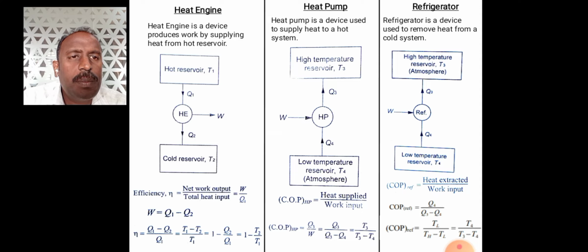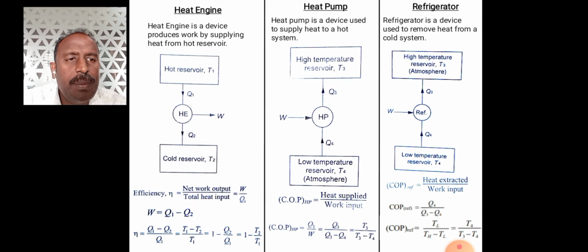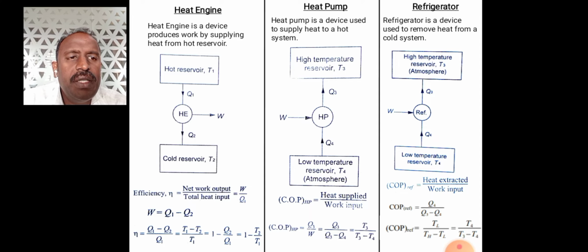So the coefficient of performance, COP, will be heat supplied divided by work input. The heat supply is Q3 divided by the work input W, which you can also write as heat supply minus heat rejection, that is Q3 minus Q4. In terms of temperature, it is T3 divided by T3 minus T4.